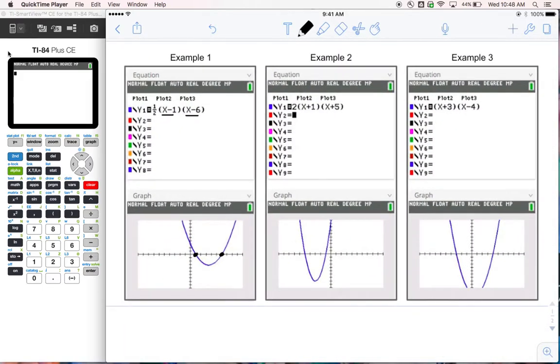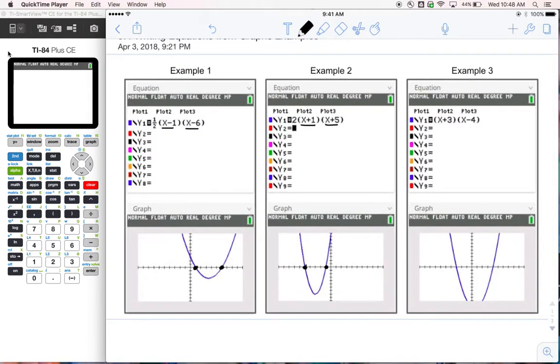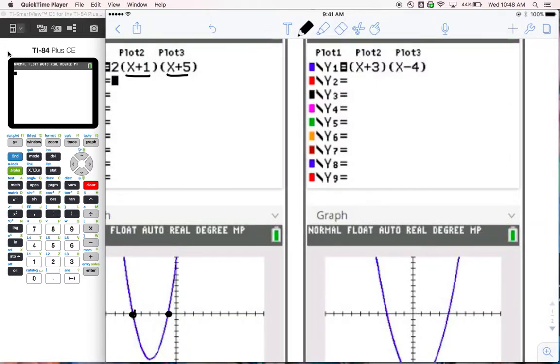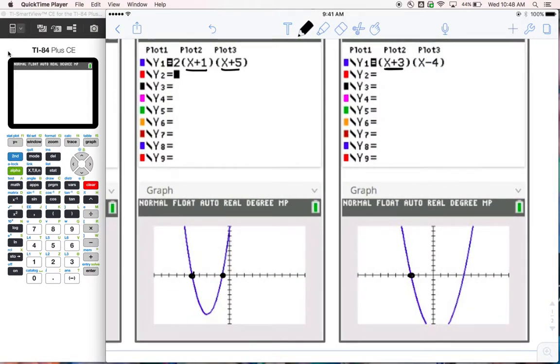Look at the other examples. Is that true for these as well? Yeah, look, I got a positive 1 and a positive 5 in the graph, but I'm looking at a negative 1 and a negative 5 in the equation. They're both opposite signs. Okay, let's do one more. This has one of each. A positive 3 in my equation, but on my graph it's a negative 3 for a 0. A negative 4 in my equation, but on my graph it's a positive 4.